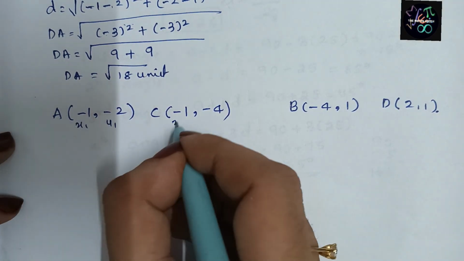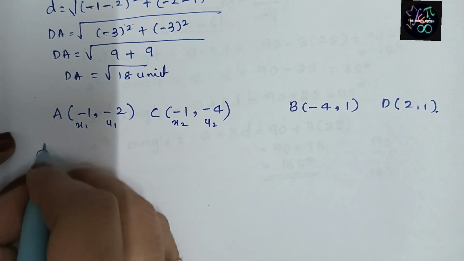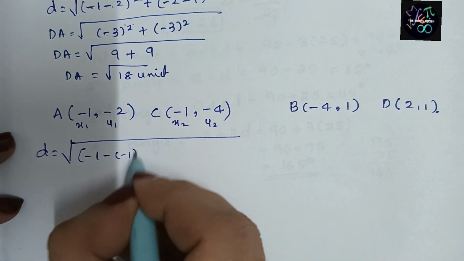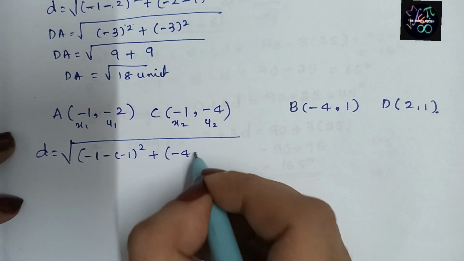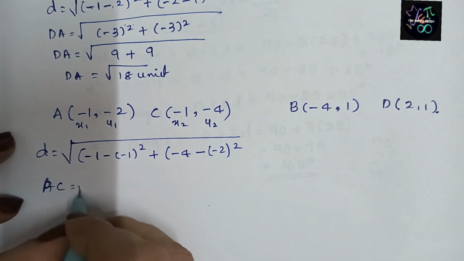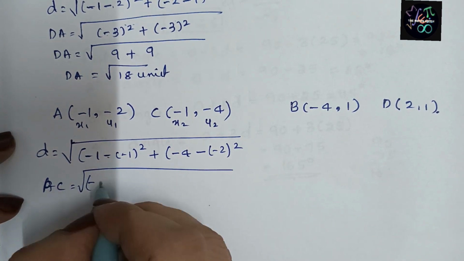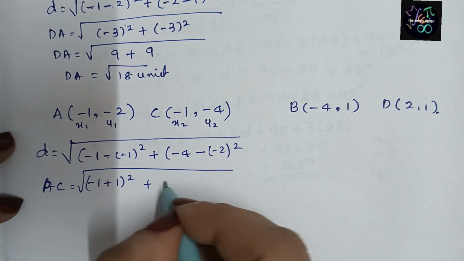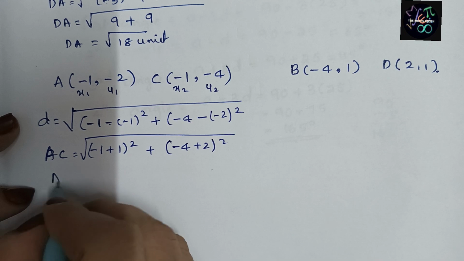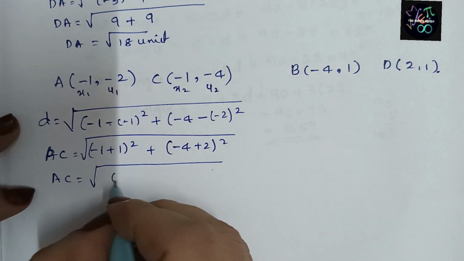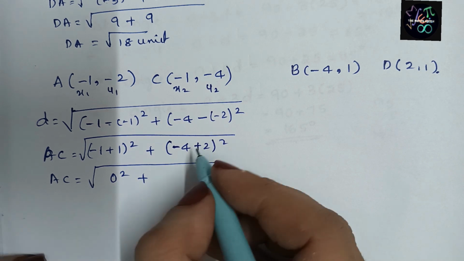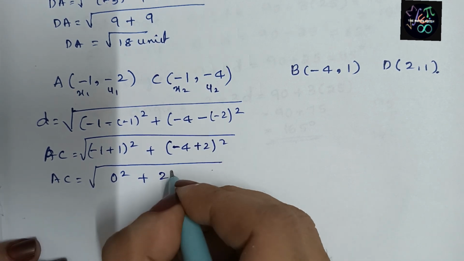x1, y1, x2, y2. D is equal to root of (x2 minus x1) whole square plus (y2 minus y1) whole square. So AC: minus minus is plus, so (minus 1 plus 1) whole square plus (4 plus 2) whole square, because minus minus is plus. AC is equal to root of (minus 1 plus 1, which is 0) square plus (4 plus 2, which is 6) square.